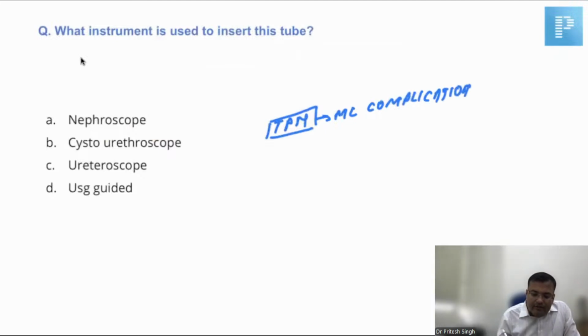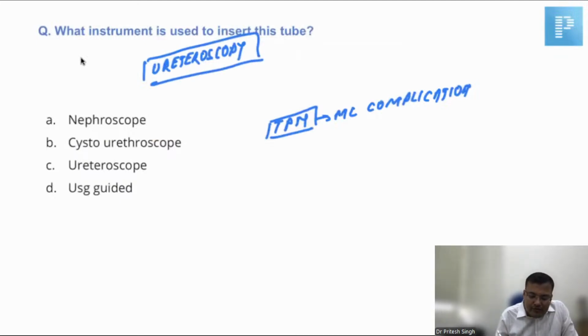Okay. If it is ureteroscopy, to perform ureteroscopy, first we have to go for cystoscopy. So first cystoscopy is done. Then you perform the ureteroscopy. Clear? So first cystoscopy.